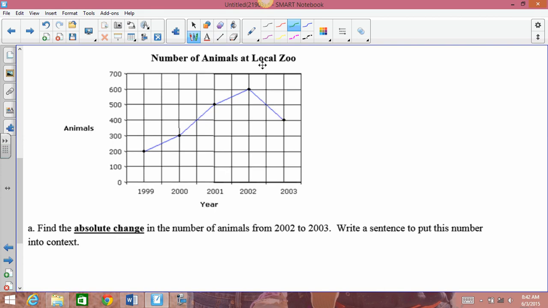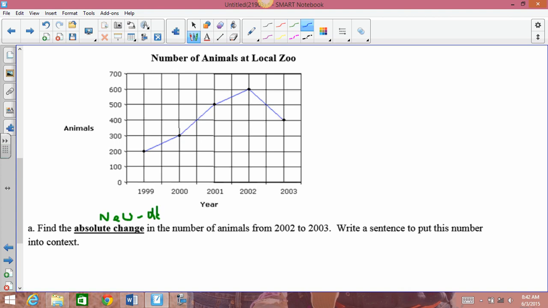This is the number of animals at a local zoo, tracked from 1999 to 2003, tabulating the animals in the hundreds over on the y-axis, your vertical axis. I want to find the absolute change. Remember your absolute change formula from your previous unit? That's just your new minus your old. I want to find the absolute change in the number of animals from 2002 to 2003.